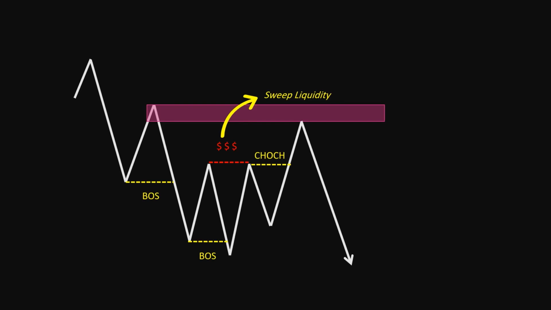Here's the key: not all breaks of structure are true reversals. When a break happens above equal highs or a well-defined resistance, that area is stacked with liquidity, stop losses from sellers and buy stops from breakout traders. Often, the market will temporarily break above these levels not to start a new trend, but to trigger those orders, collecting liquidity before resuming the original trend. So while on the surface it might look like a break of structure, it's actually more of a liquidity sweep.